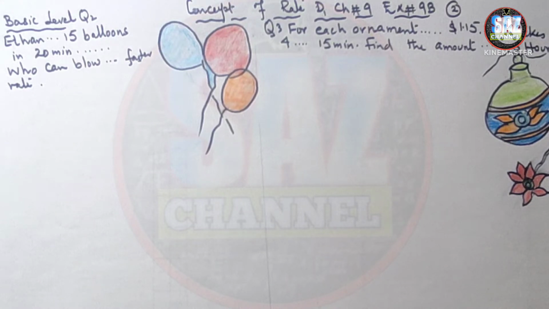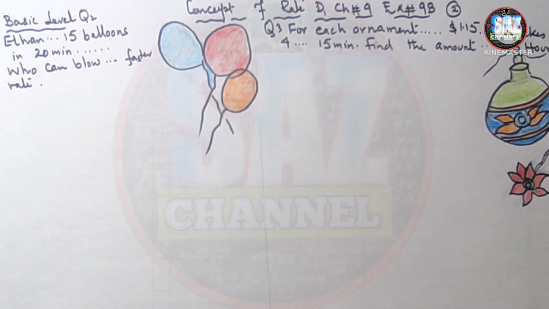Before going to the class, it's really important to understand the difference between ratio and rate. As we all know, ratio is the comparison of two quantities of the same kind, whereas rate is the comparison of two or more quantities of different kind.